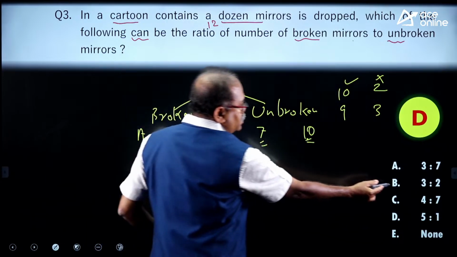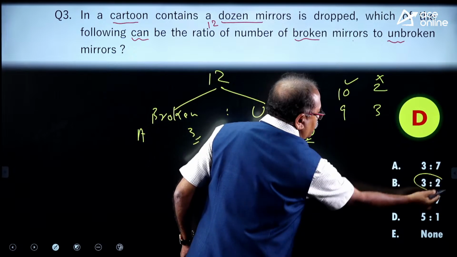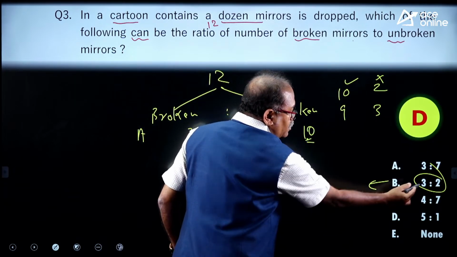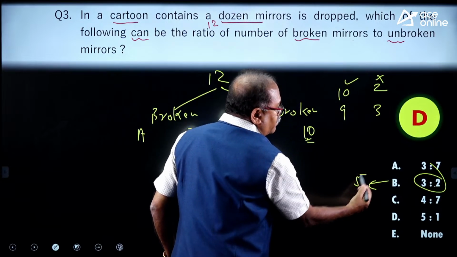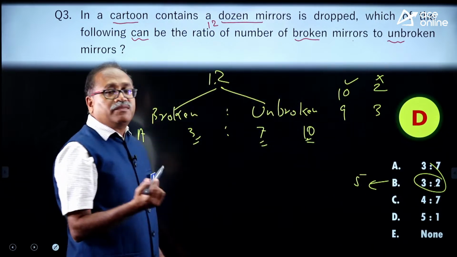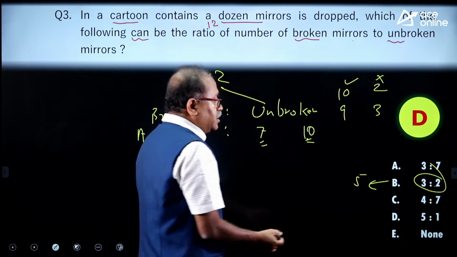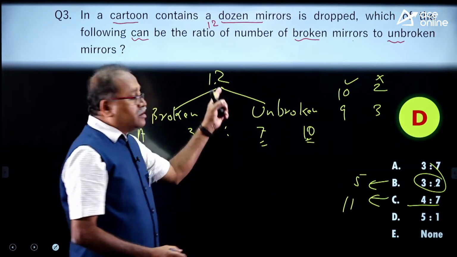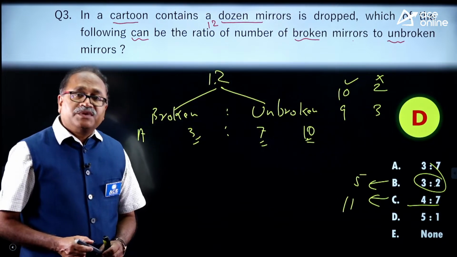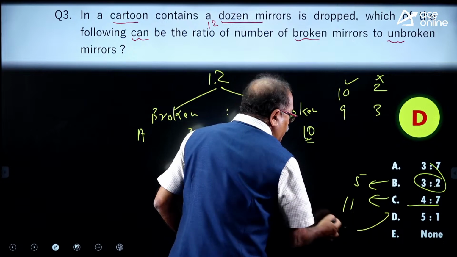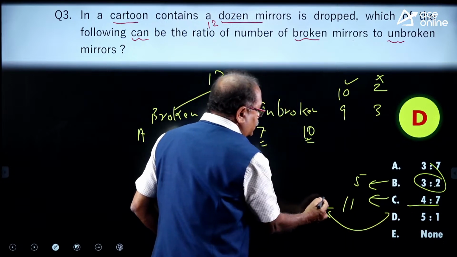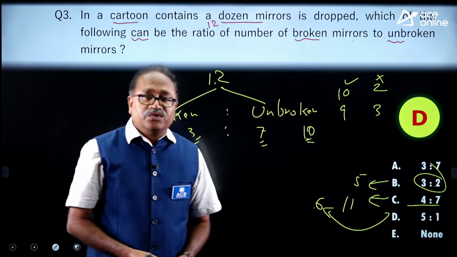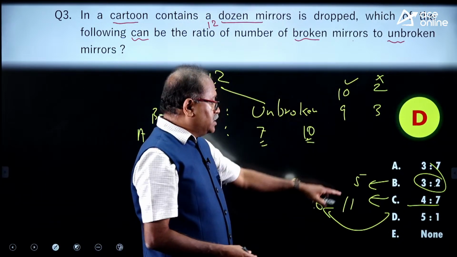As I already see the D here, but check why not B. What is the total in B? The total sum of the terms is 5. As 12 is not divisible by 5, B can't be my answer. In C, the sum of the terms is 11. 12 is not divisible by 11. C cannot be. How about D? The sum of the terms is 6. As 12 is divisible by 6, therefore this can be the ratio. My option choice is D.